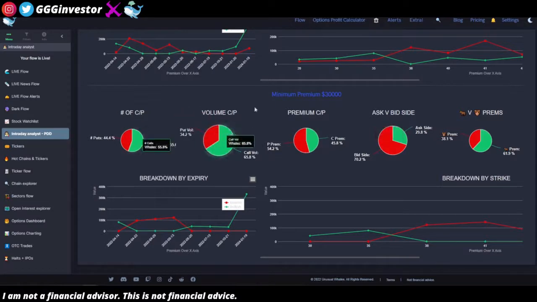The one thing that I'll point out is there is a lot of call volume, but again, that doesn't technically mean that it's bullish. As you can see, there is a lot of action on the bid side. So it could be that this call volume is actually bearish if it's being executed at the bid side. That means they're going to be selling those calls.